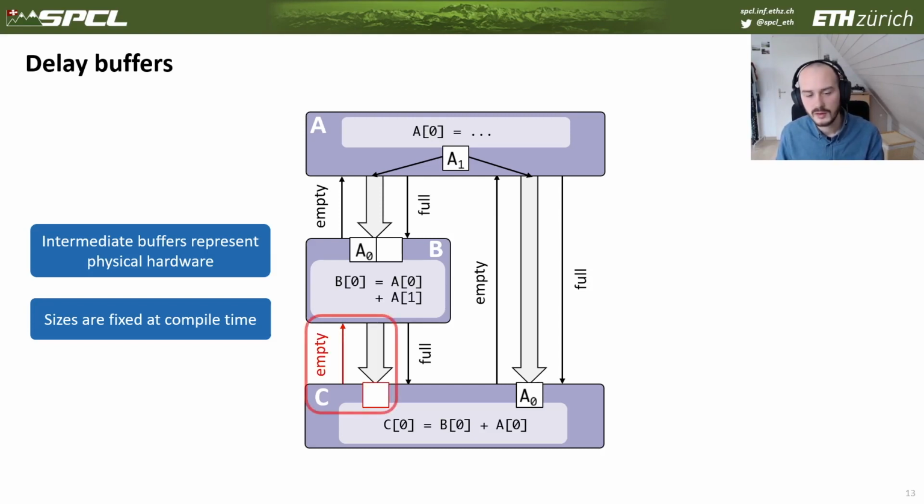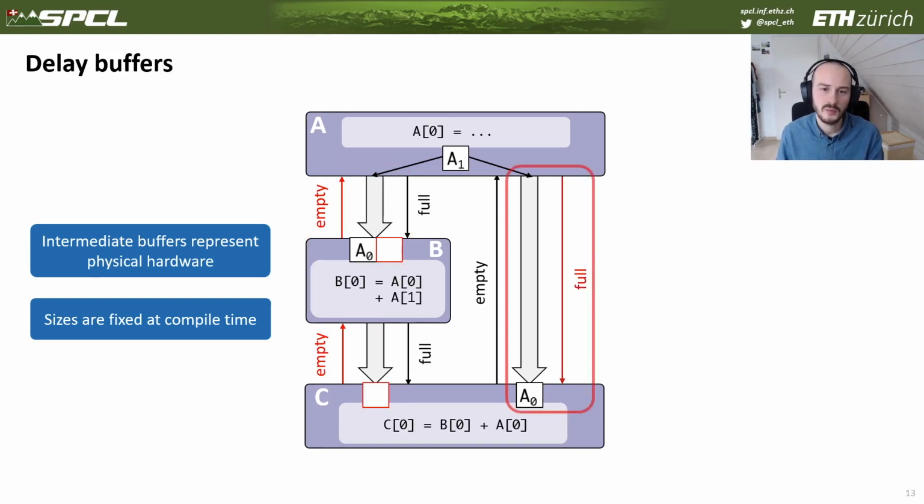C cannot compute anything yet because it's waiting for data from B to arrive, so the empty flag is set here. B cannot compute anything because it's waiting for the next value of A to arrive, so the empty flag is set here. However, A cannot send more data right now because on the right-hand path, on the path to C, there is no space to send it. So the buffer on the C side is full, meaning that A cannot send to C.